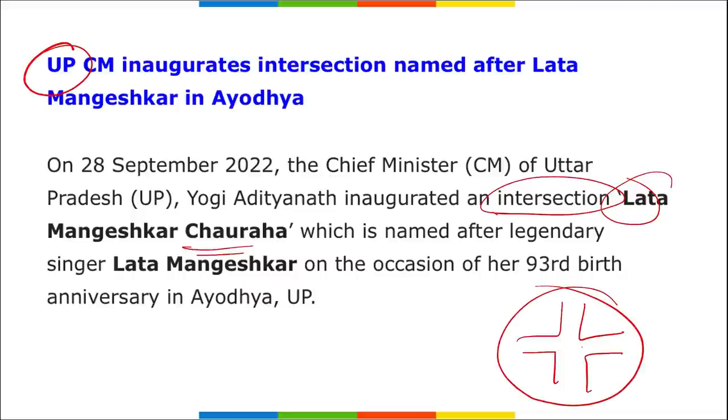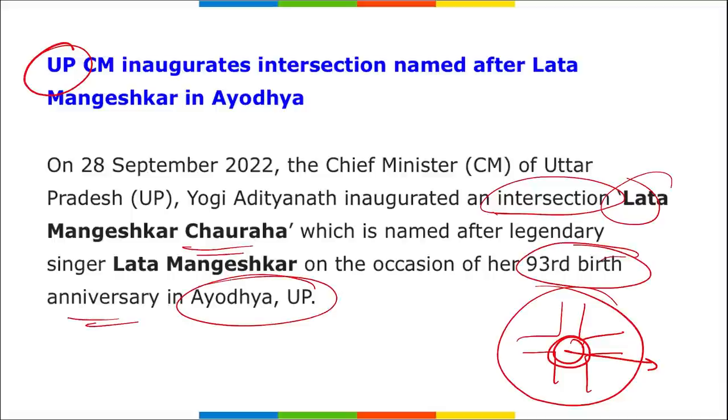Alright, so this is known as Choraha. This Choraha was named Lata Mangeshkar Choraha, and this was named in Uttar Pradesh. And remember, this was on her 93rd birth anniversary in Ayodhya, UP.